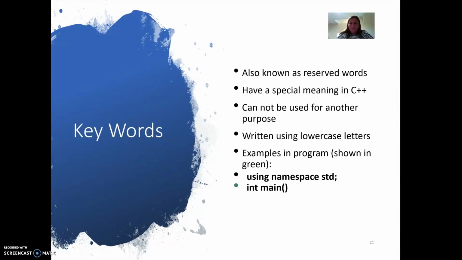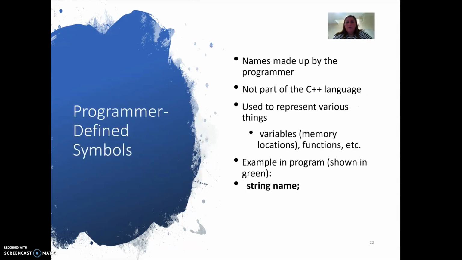So you have your keywords, right? Your keywords are basically the words that are specific to the language. They cannot be used for any other purpose. They are written in lowercase. An example of those keywords are using namespace, std, and int main. Those are keywords, or what we call reserved words. You have to write them exactly the way they are.